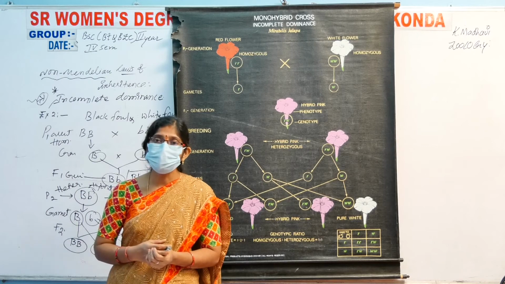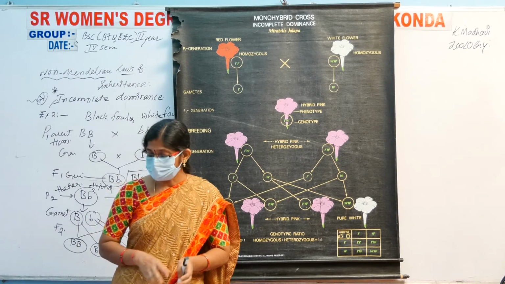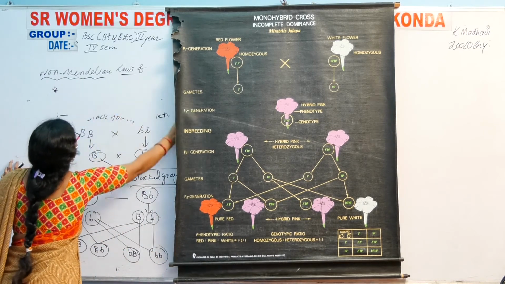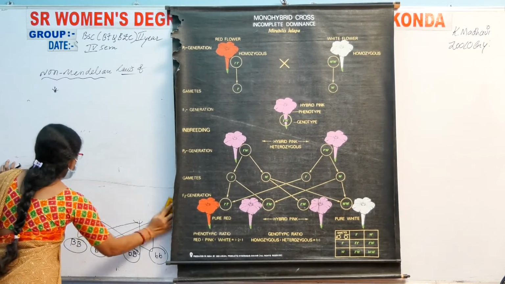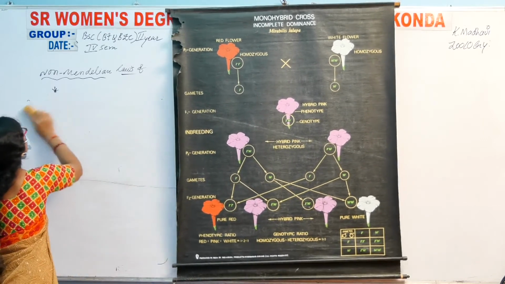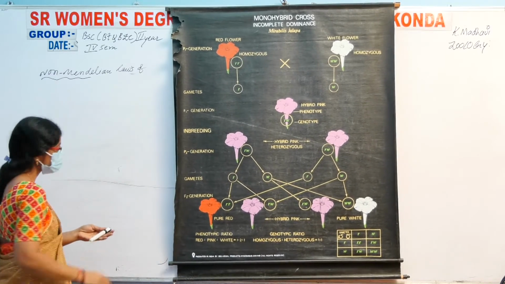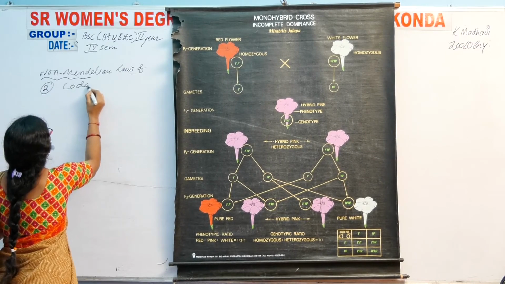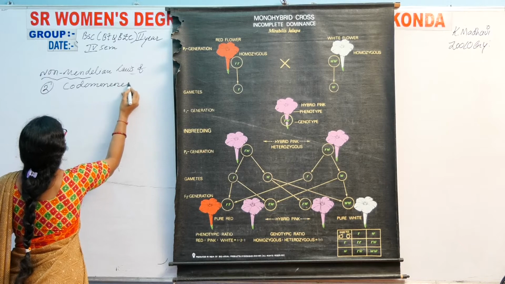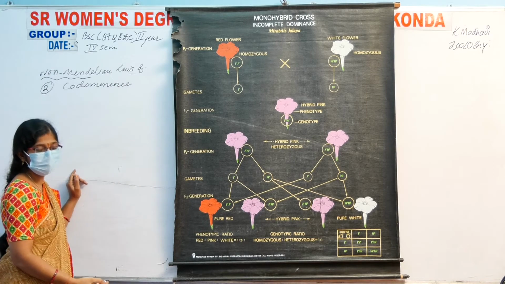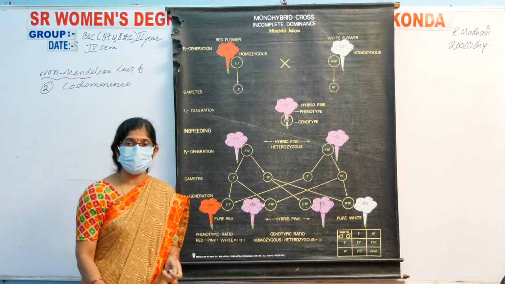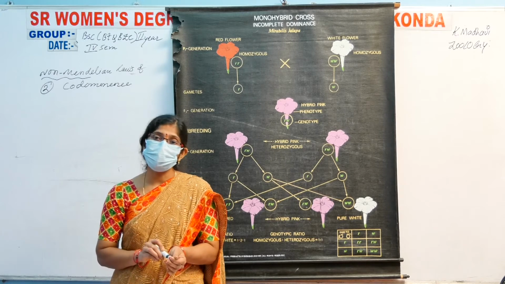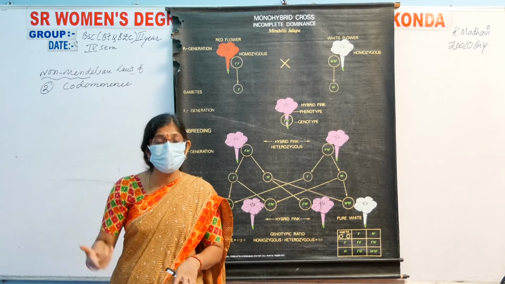And the next one is codominance. What is meant by codominance? Second one, codominance. Here, what is said about codominance? The first one is complete dominance. These are also non-Mendelian, related to incomplete dominance.